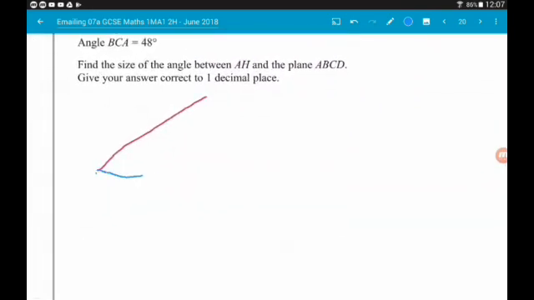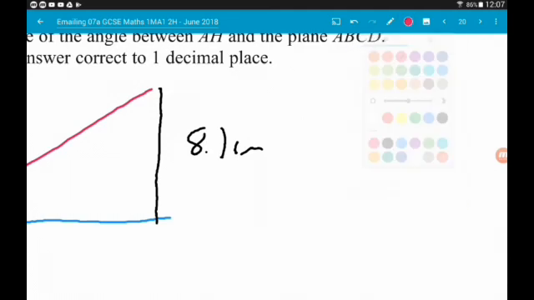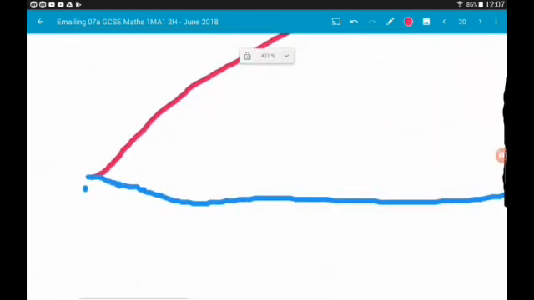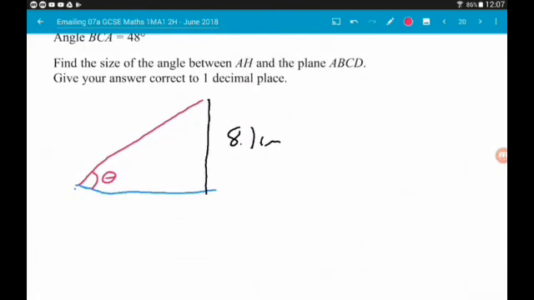So we then got this blue line, and then we've also got the height of the cuboid, which we know is 8.1 centimeters. Now the angle that we want is this chap here. So what would be really handy is if we either knew the red length or the blue length. Can we work either one of those out?